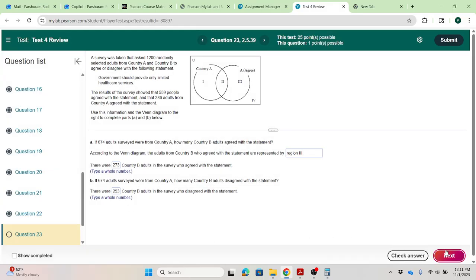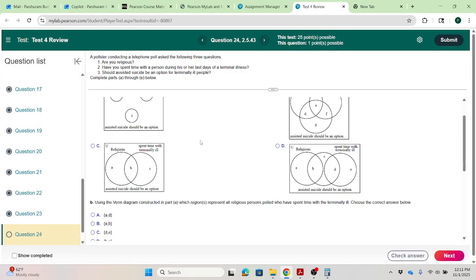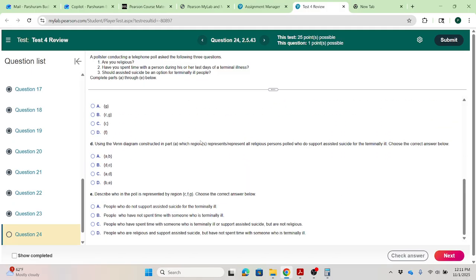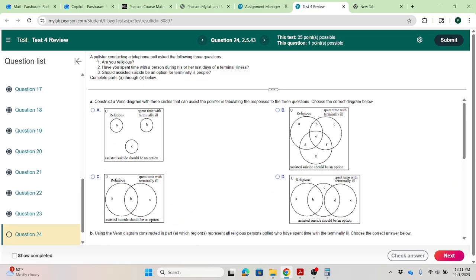Right, let's go to the next problem one more time. This is a Venn diagram. So many questions here. A pollster conducting a telephone poll asks the following three questions. Are you religious? Have you spent time with the person during his or her last days of terminal illness? Should assisted suicide be an option for terminally ill people? Complete part A through C. Construct a Venn diagram with three circles that can assist the pollster in tabulating the response to the three questions.